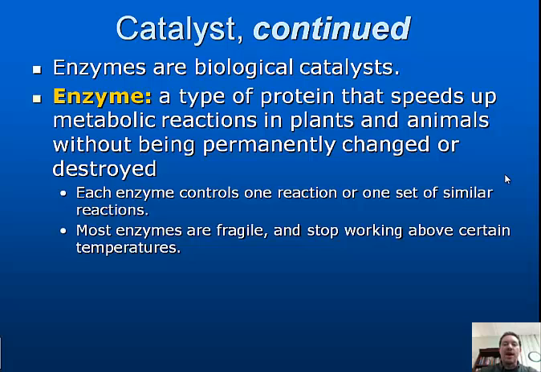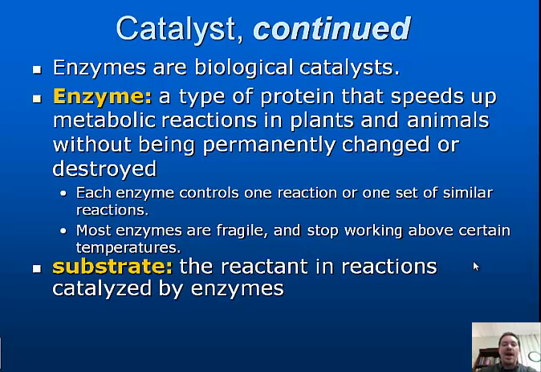Most enzymes are fragile, and I'll modify this a little bit. They will stop working either above or below a certain temperature, so it doesn't have to be a hotter temperature, it could be a colder temperature where enzymes can stop working. Like in the human body, we're at 98.6 degrees. Typically enzymes are only going to function properly within a very small range from that 98.6, either a couple degrees above or a couple of degrees below. Outside that range, it's probably not going to work anymore.